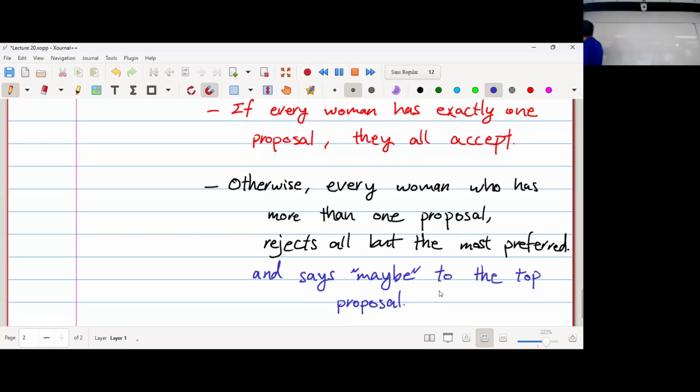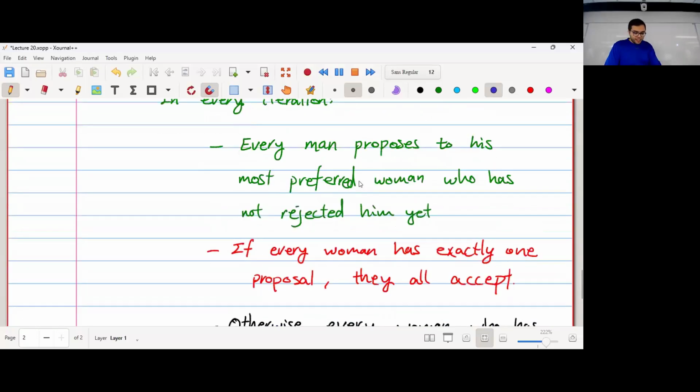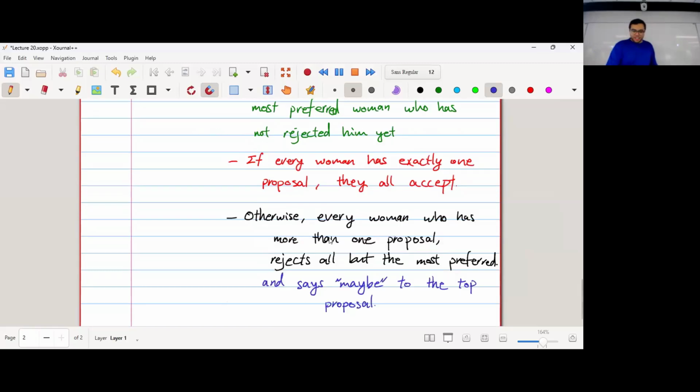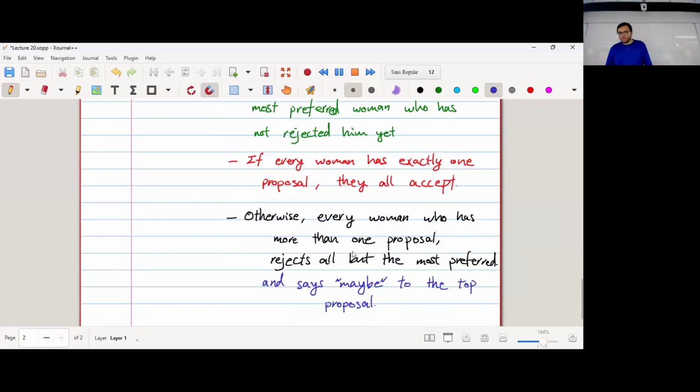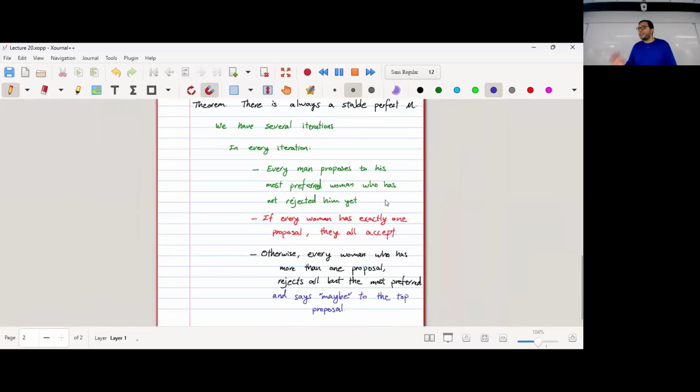But importantly, maybe is not no. Maybe is not a rejection. So basically what happens is that in the next day, in the next iteration, the same man will again propose because he's not rejected. Okay. So the idea here is that if you look at it from the point of view of this woman who has more than one proposal, it's safe to reject the non-optimal proposals. And it's also safe to say maybe to the top one because he's going to propose tomorrow anyway. Right? Okay. This is the algorithm. This is the whole algorithm. Okay. And we claim that this algorithm produces a stable, perfect match.